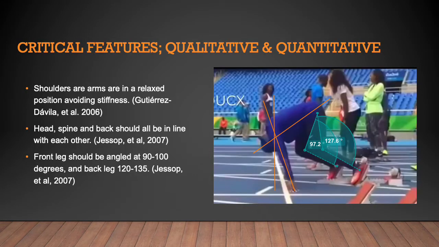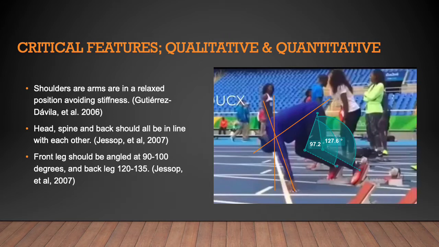For analysis, both qualitative and quantitative information is useful, being able to break down the critical features for a more accurate correction. During the set position, athletes must ensure the shoulders and arms are in a relaxed position, avoiding stiffness. The head, spine, and back should all be in line with each other.